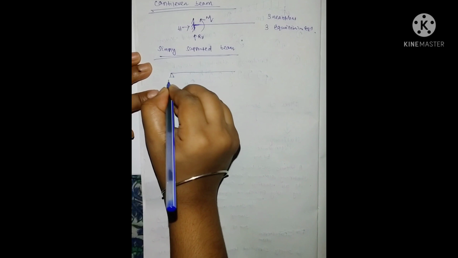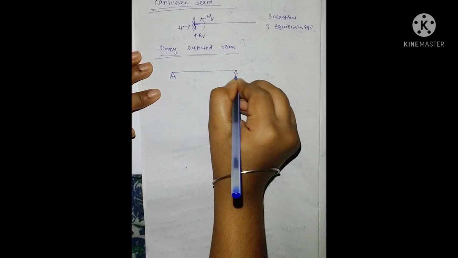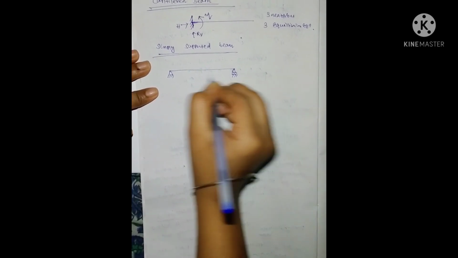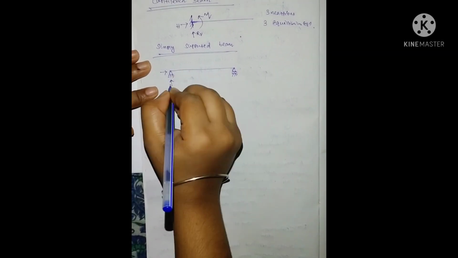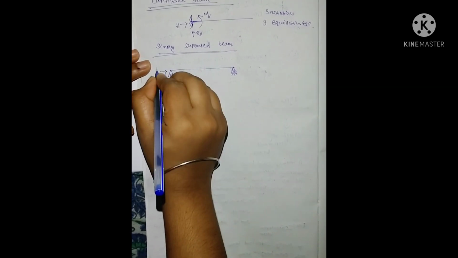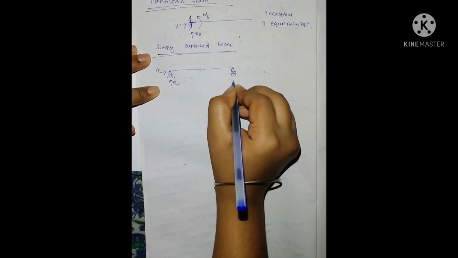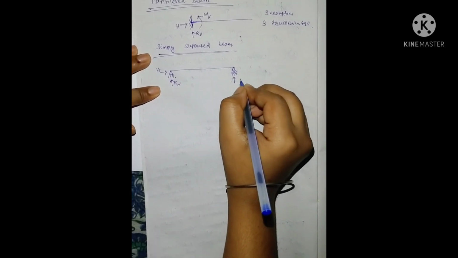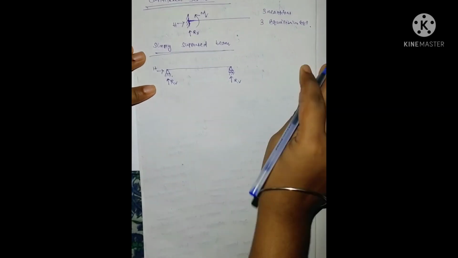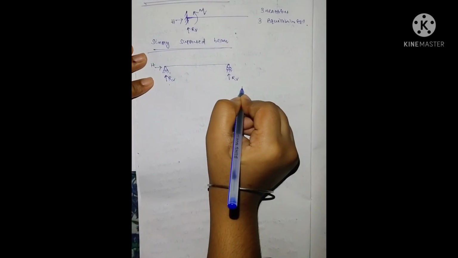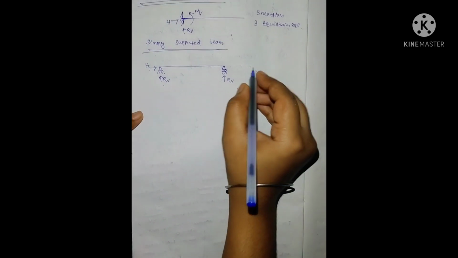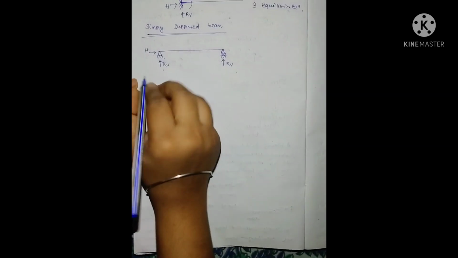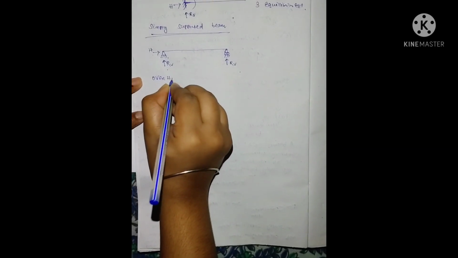Next, simply supported beam. A simply supported beam has one end hinged and one end roller. In a hinge support, there are two reactions: one is vertical, RV, and one is horizontal. In a roller support there is only one reaction, that is the vertical reaction. Here also there are three unknowns, so we have three equilibrium equations, so we can determine this beam.